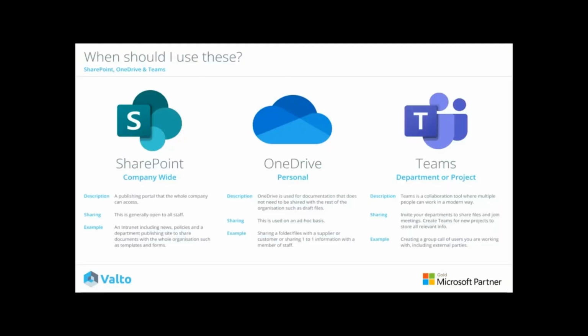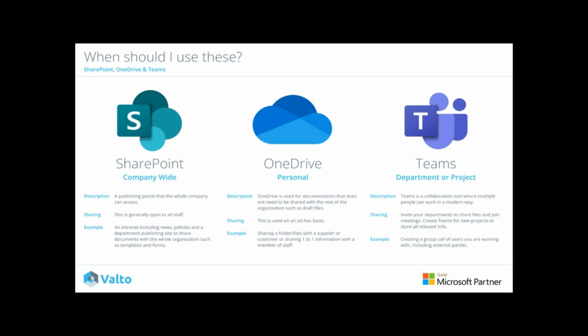I want to set the scene with when we should use some of the tools. So for example, here we have 3 tools that are available to us. We're going to be focusing on Microsoft Teams today. But when we're working with organizations and positioning these tools, we generally position SharePoint as a company-wide tool. So you can think of SharePoint as your intranet where you can go look for news, policies, and perhaps each department would also have a publishing site where they can share information with the rest of the organization. So SharePoint's great as generally open to all staff.